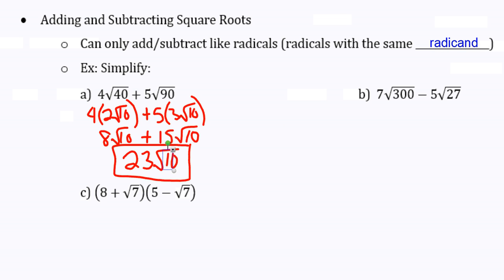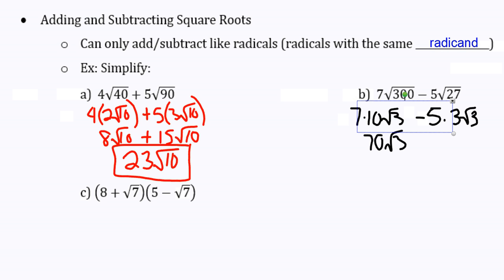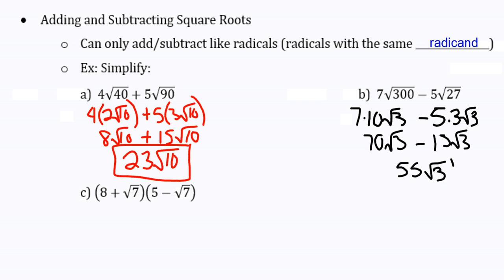Similarly, in this next problem, 7 rad 300. Well, rad 300, I can write as 100 times 3. So that's going to give me 10 rad 3. And then rad 27 is 9 times 3. So this is 3 rad 3. Multiply times those coefficients. So we've got 70 rad 3 minus 15 rad 3. And that's going to give me 55 rad 3 altogether. Okay, so I do get those like terms, and then I can add or subtract.